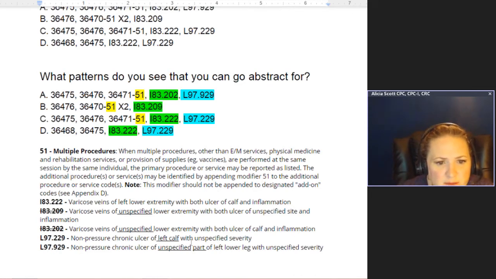So, 0.229. Non-pressure ulcer, yeah, left calf, okay, unspecified severity. Yeah, okay, I don't remember. I'll have to go back and look at that one. 0.929, pressure ulcer, unspecified part, left lower leg with unspecified. Those 2 are kind of similar. I'm not sure, because they didn't really say calf, so it kind of was unspecified, but I've only got 2 choices and these codes look really similar here. So let me go ahead and move to CPT.